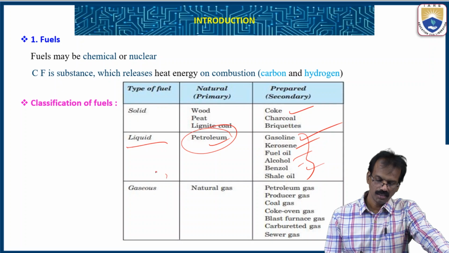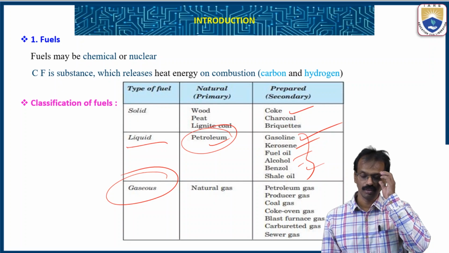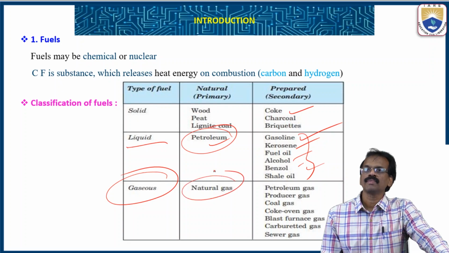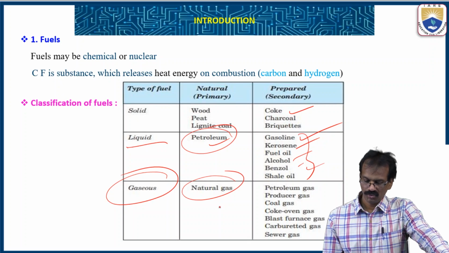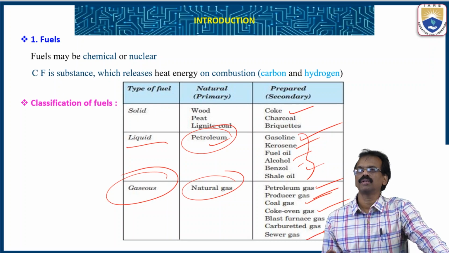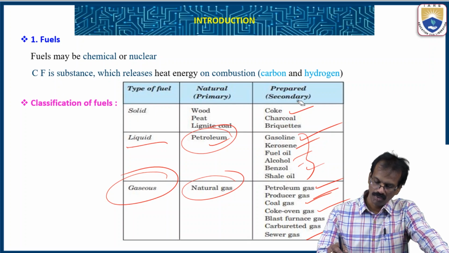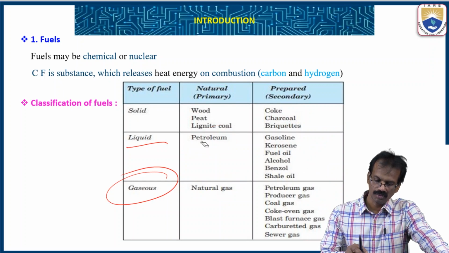Next, gaseous fuels. The source of gaseous fuels is natural gas. By refining natural gas, we will get different types of gases: petroleum gas, producer gas, coal gas, then coke oven gas, blast furnace gas, carbureted gas and sewer gas. These different types of gases are there. We will see one by one the importance of these fuels.